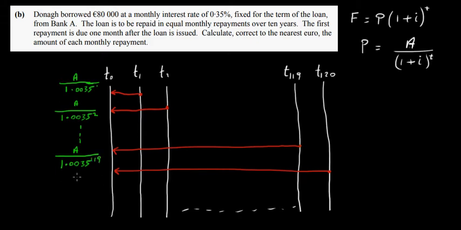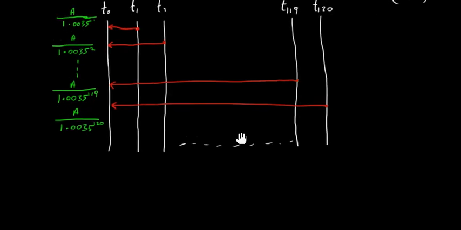What about this one here? Well, this is his final repayment. That's A over 1.0035. And how many months are we talking about? Well, this is T120 in this case, so that would be to the power of 120 here. Okay, so these are all our repayments. We've left out the ones in the middle. We didn't do all of them.